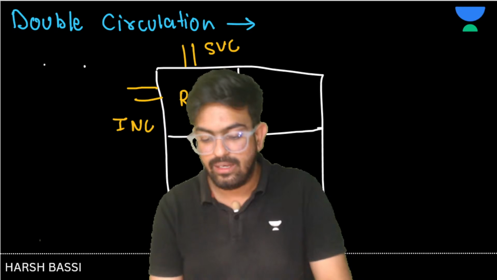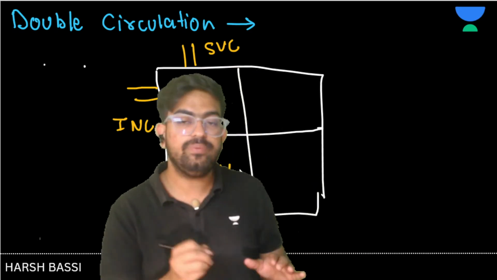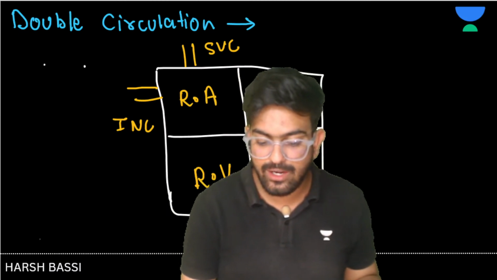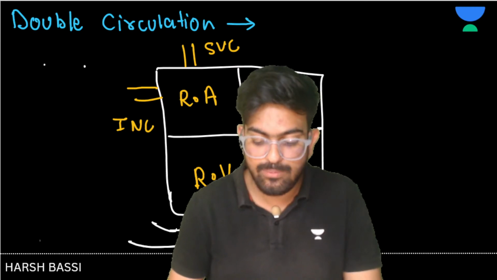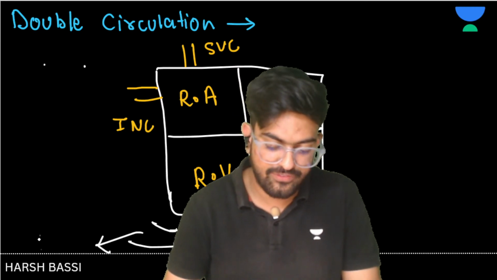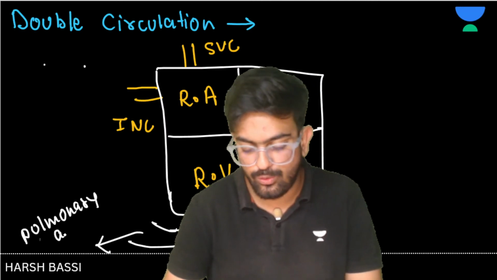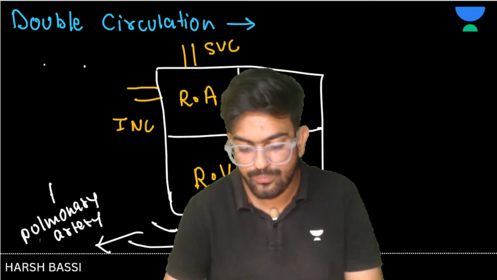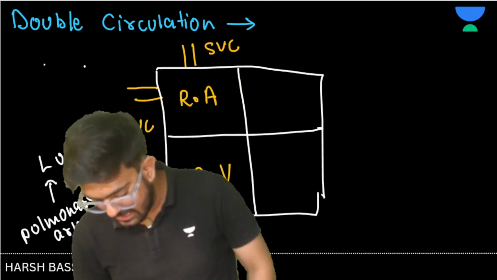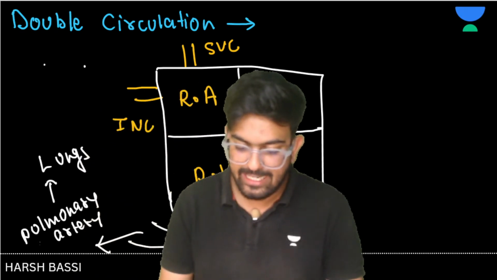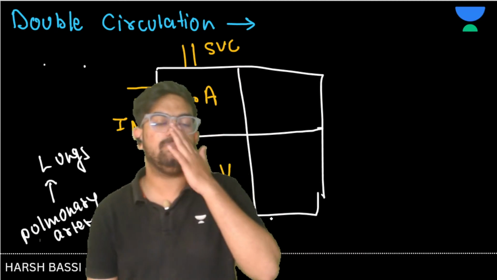From the right atrium, it is going to the right ventricle, and from the right ventricle, through the pulmonary artery, it is going to the lungs, right? But my question is, what does this blood contain? Deoxygenated. Exactly, deoxygenated. But why have we called it the pulmonary artery, bachcho?